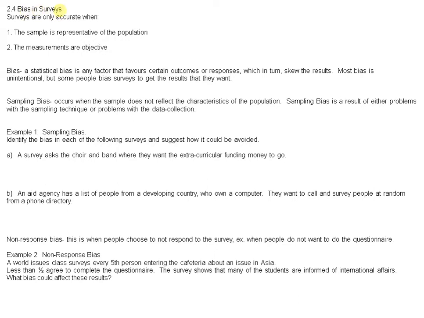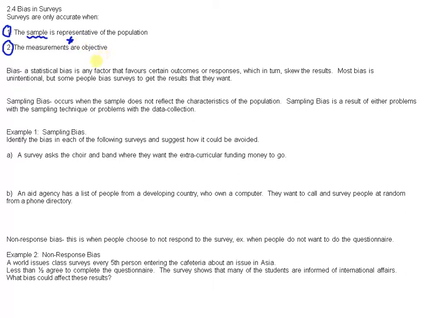2.4 talks about bias in surveys. So surveys are only accurate when two things happen. Number one, the sample is representative of the population. We talked about sampling and sampling techniques. And number two, the measurements are objective. This is really what we're focusing on right here when we're talking about bias in surveys.